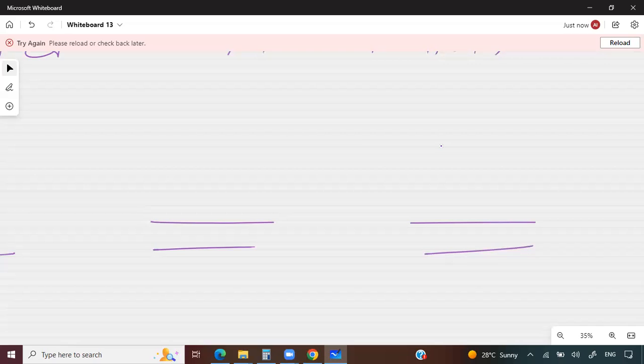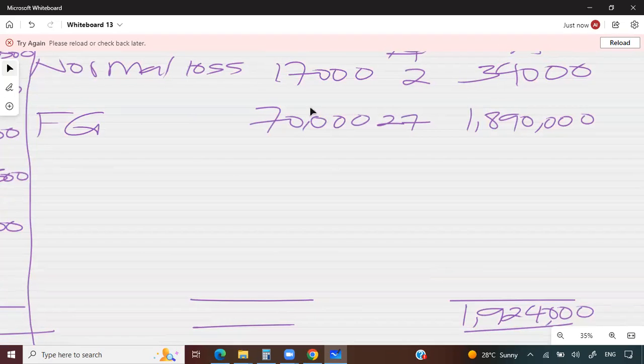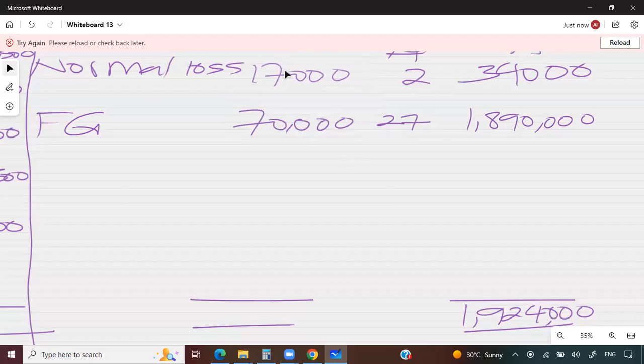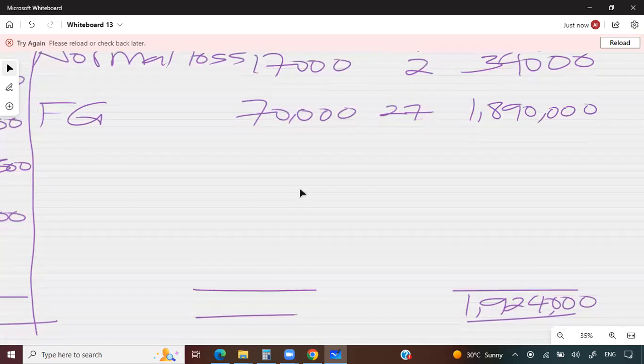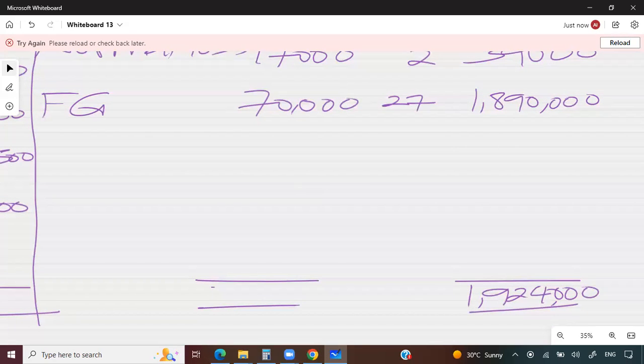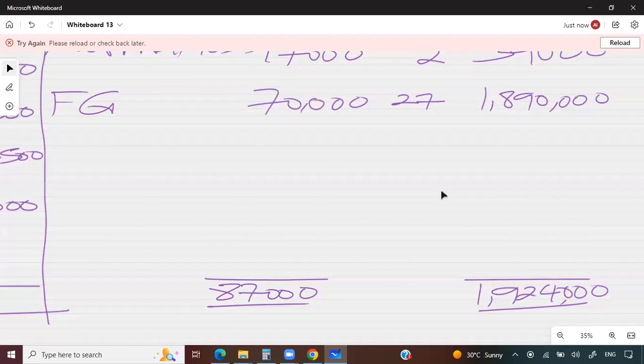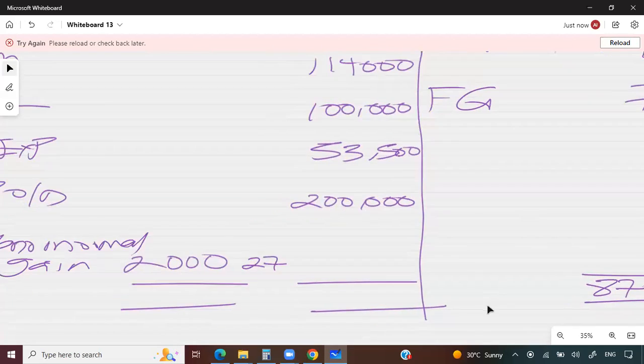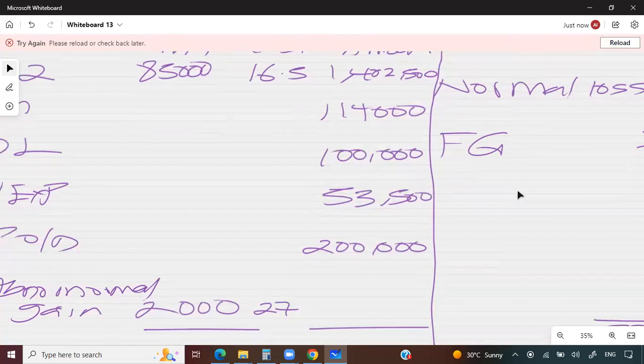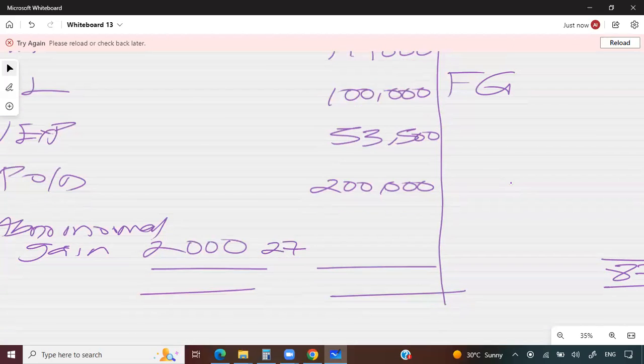1,924,000. Then in terms of our output, 17 plus 70, that is 87. So this is 87. We also come here and say what now? This is 85 plus 2 as well. We have 87.